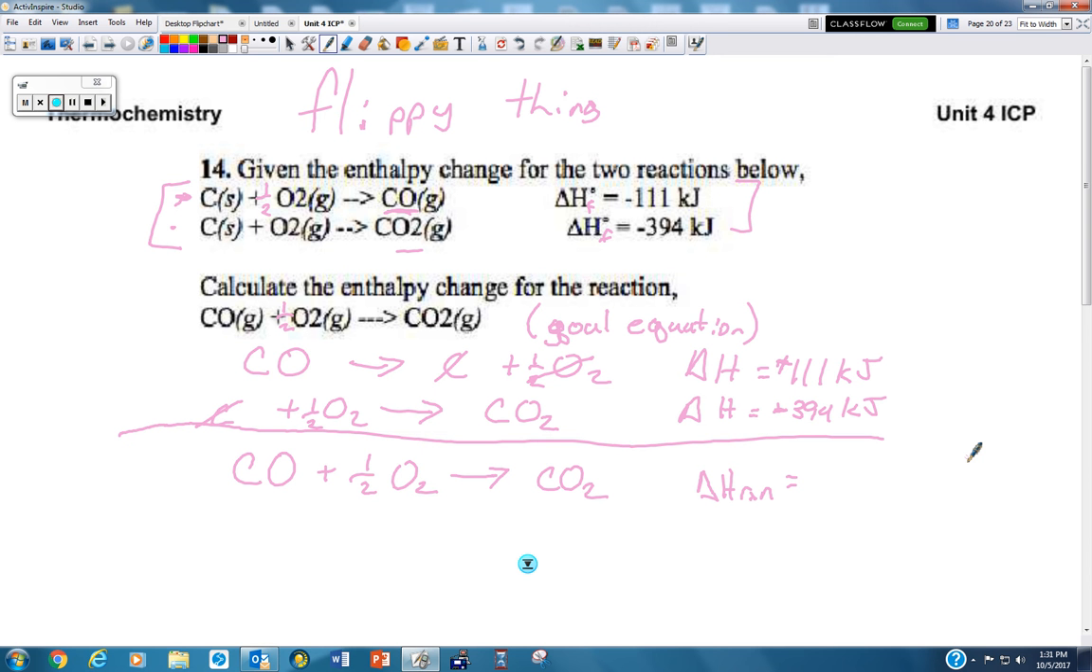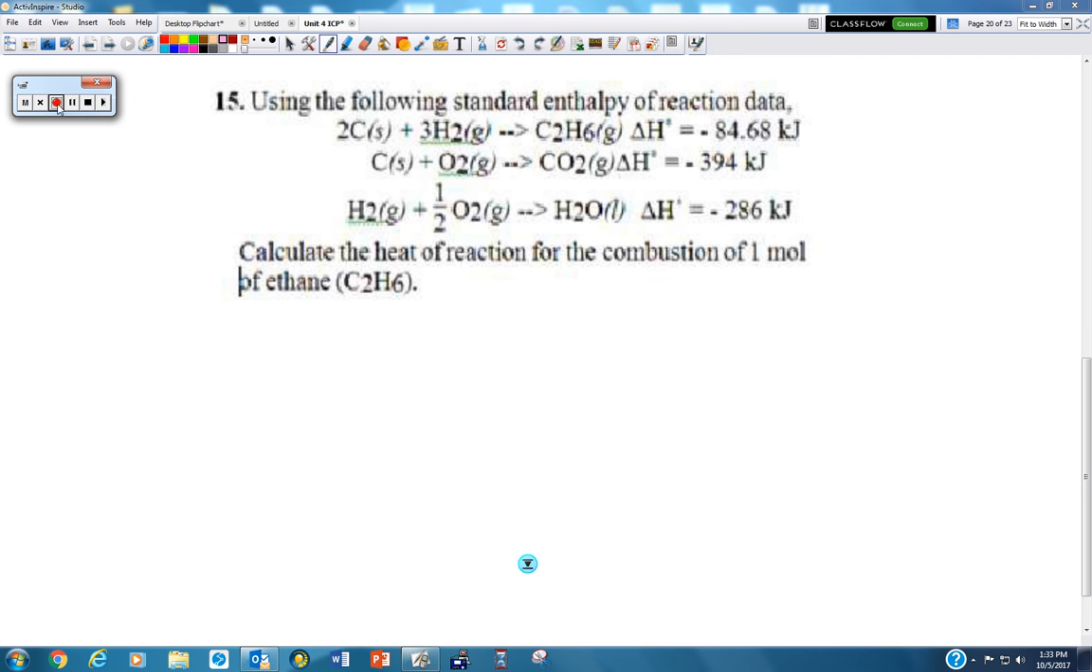All right, so we should get a negative 283 kilojoules for this reaction.